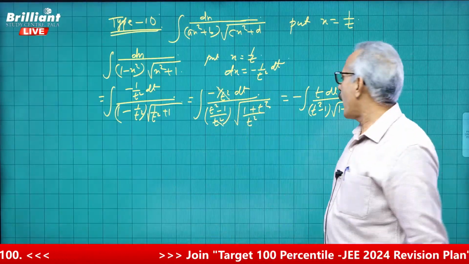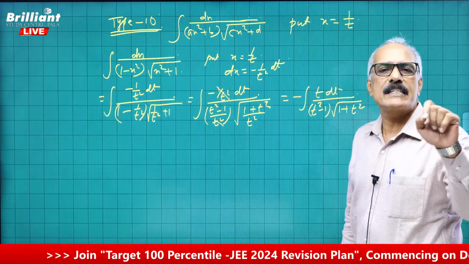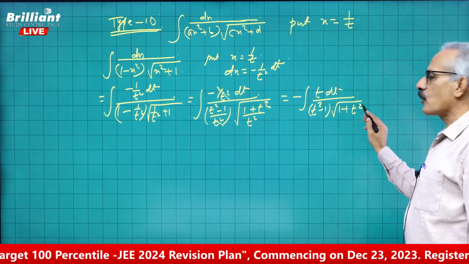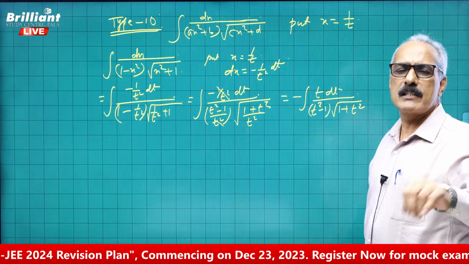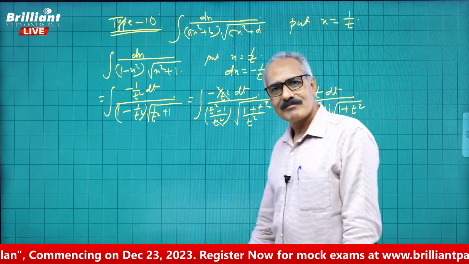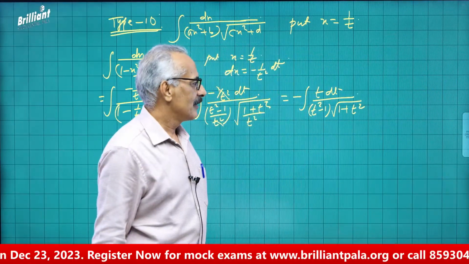Again you have an unusual question. What's your substitution here? Your substitution is equal to root of 1 plus t square. Put it equal to z. One more variable substitution.